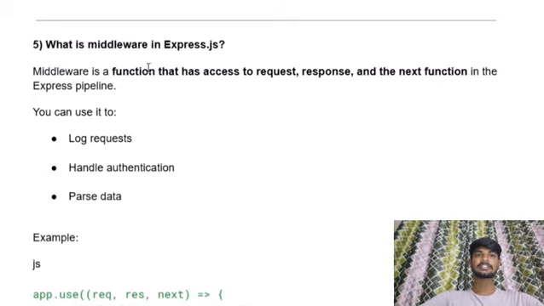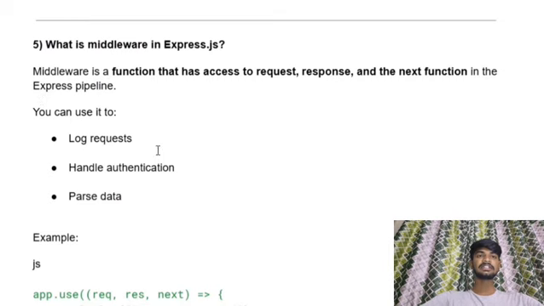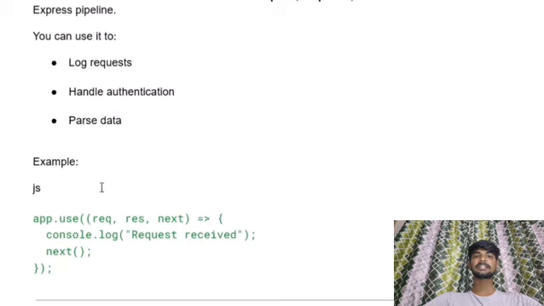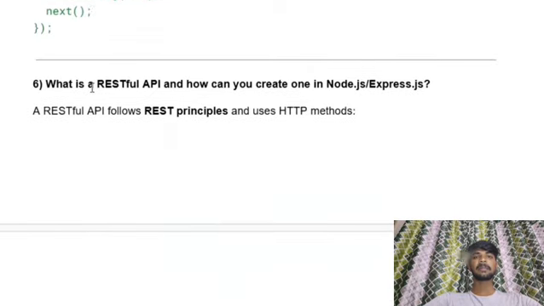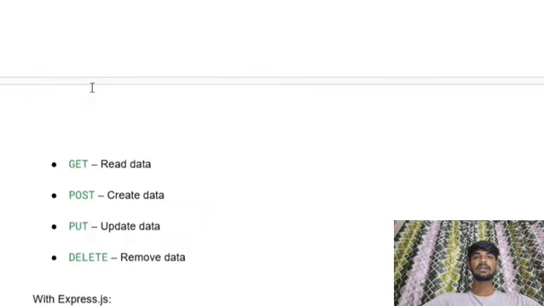What is middleware in Express.js? Middleware is a function that has access to the request, the response, and the next function in the Express pipeline. It is used to log requests, handle authorization, or parse data. Here is an example of middleware in Express.js.